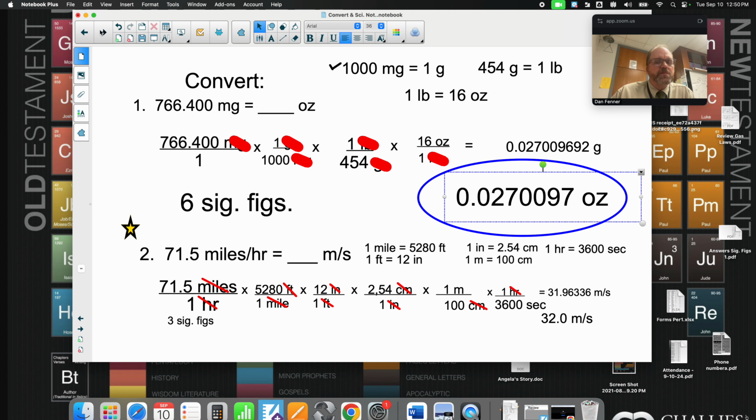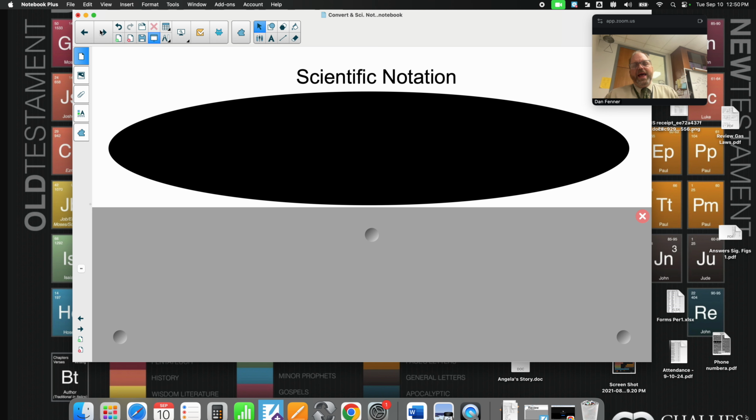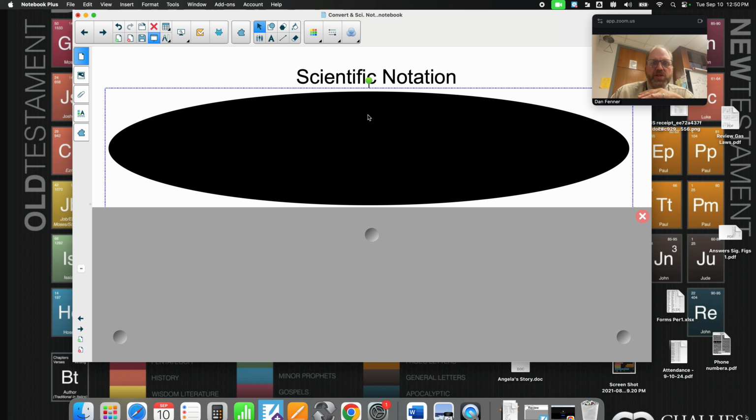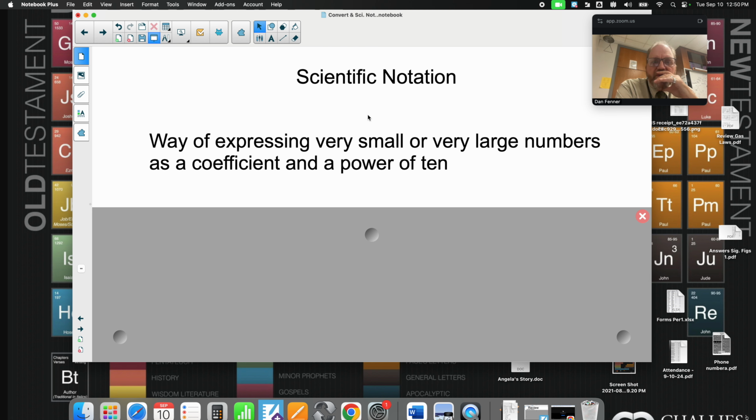All right, awesome. So the last concept we'll look at today is something called scientific notation. It's a little bit different, but it's a way of... whoa, jumped ahead there. Scientific notation is a way of expressing very small or very large numbers as a coefficient and a power of 10. It just makes it easier to work with, so we're not hitting the 0 button all the time in the calculator.